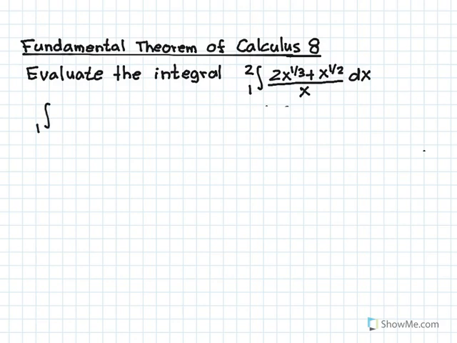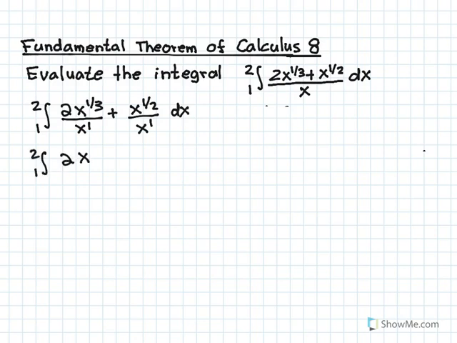So we have the integral from 1 to 2 of 2x^(1/3) divided by x^1 plus x^(1/2) divided by x^1 dx. We get the integral from 1 to 2 of 2x^(1/3 - 1). We have the same base, so we subtract off the exponents. That's going to give us 2x^(-2/3) plus x^(1/2 - 1), which is x^(-1/2).